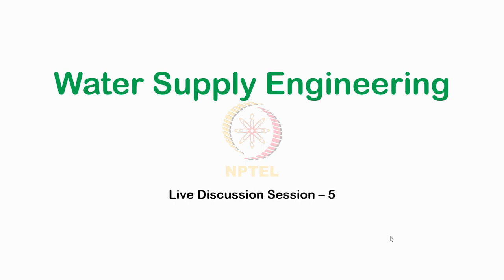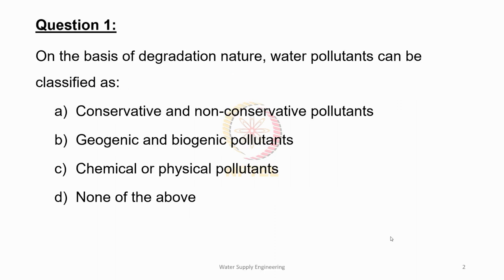Okay, we'll see the first question for today's session. On the basis of degradation nature, water pollutants can be classified as option A, conservative and non-conservative pollutants, option B, geogenic and biogenic pollutants, option C, chemical or physical pollutants, and option D, none of the above. So, on the basis of degradation nature, how do we classify water pollutants?